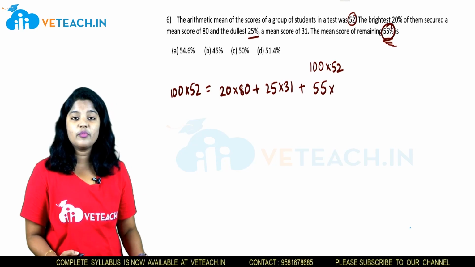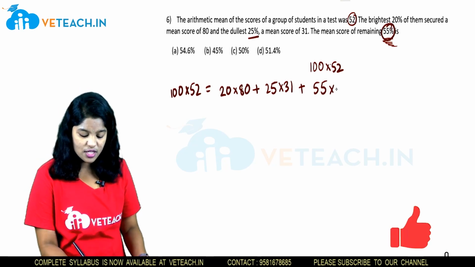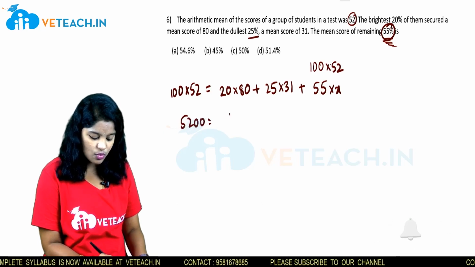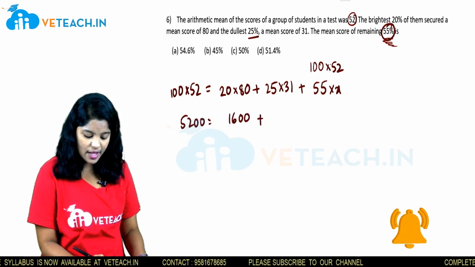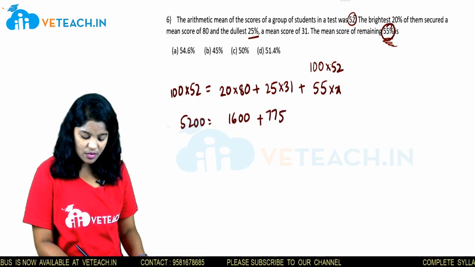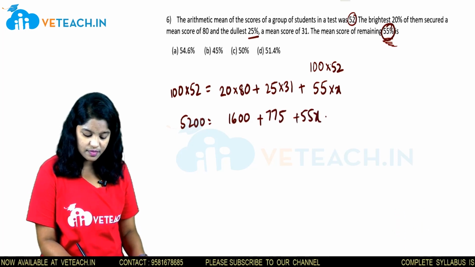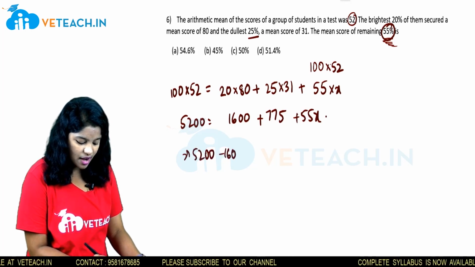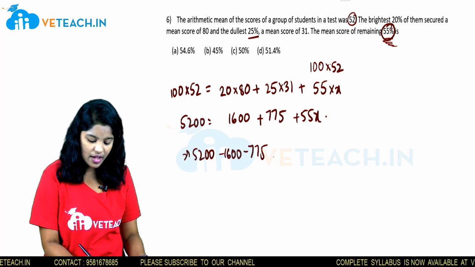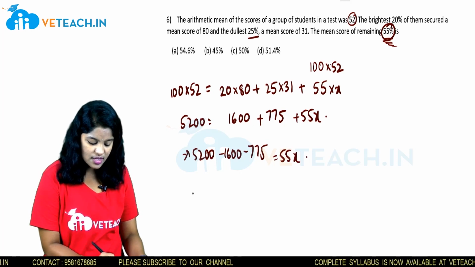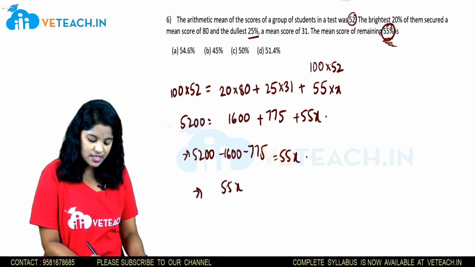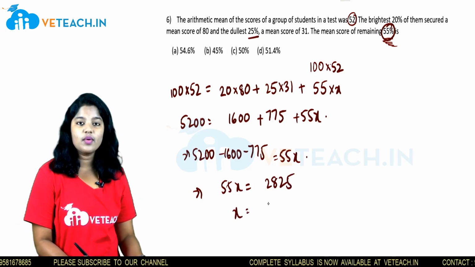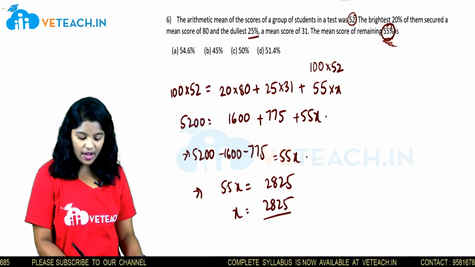We should find out the number of marks scored by 55 students. So let it be x. So 5200 is equal to 1600 plus 775 plus 55x. Now that is 5200 minus 1600 minus 775 is equal to 55x. That implies 55x is equal to 2825. Now x is equal to 2825 divided by 55.